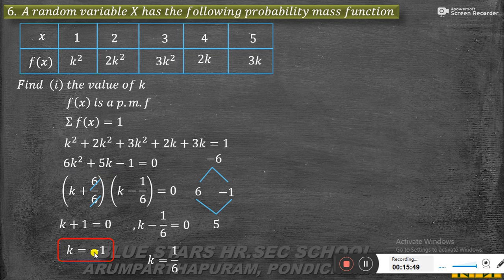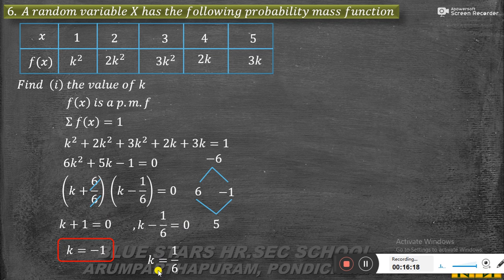So I write it, k equal to minus 1, k equal to 1 by 6. So the factors are k plus 1 and 6k minus 1, each equal to 0. So k plus 1 equal to 0 means k equal to minus 1, and 6k minus 1 equal to 0 means 6k equal to 1 and k equal to 1 by 6. This is the answer for this quadratic equation, k equal to minus 1, k equal to 1 by 6.